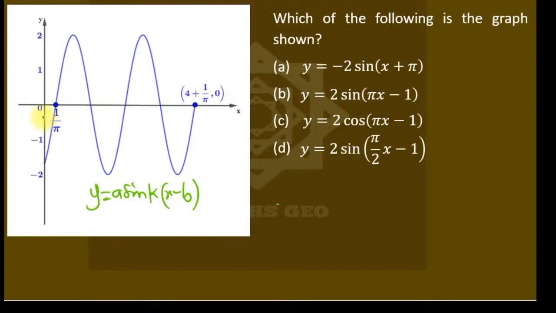So as you can see, from here our A is settled. So A is 2. So this is y equal to 2 sine. So let's get k. From here, how do you get k? We need to get the period. If you notice, one complete period is from here to here.